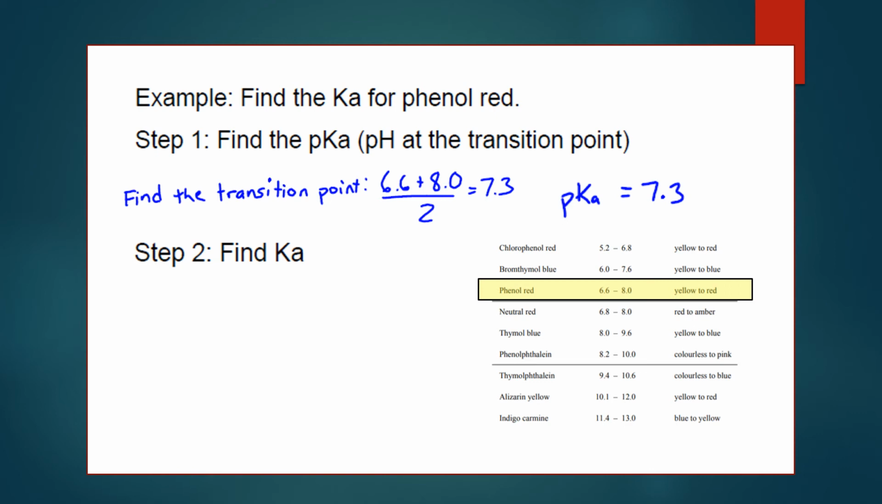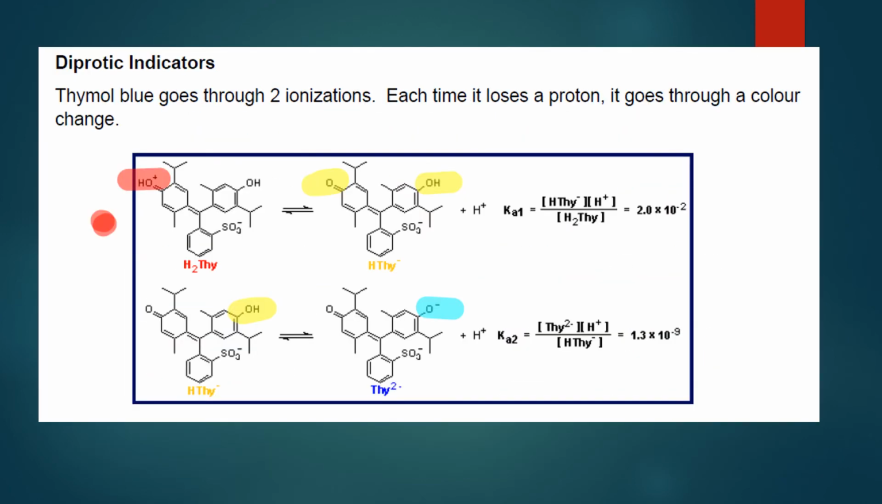In the next step, it asks us to find what the Ka is. So if this is the pKa, it's just like going from a pH to a hydronium concentration. My pKa, to get rid of the p, I'm going to take 10 raised to the negative 7.3 power. I'm going to take the anti-log of that. So if I take 10 to the negative 7.3, I get 5 times 10 to the negative 8. So there's my solution. Now the next section here looks at diprotic indicators.